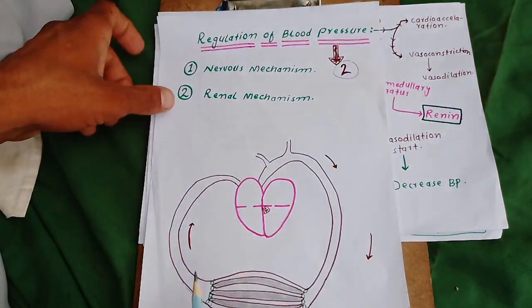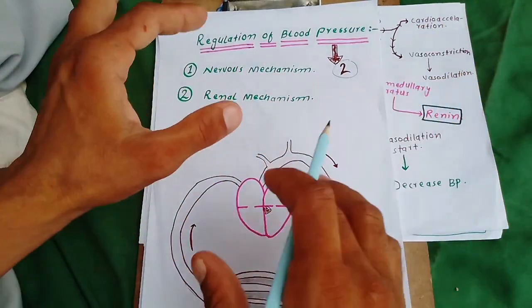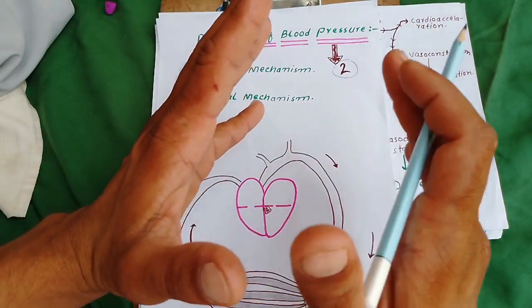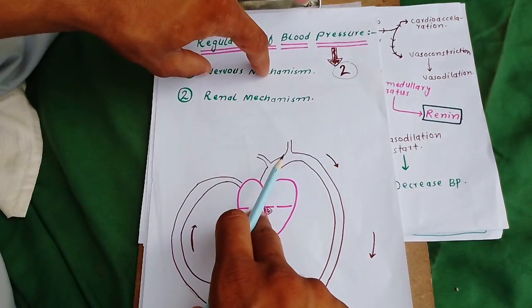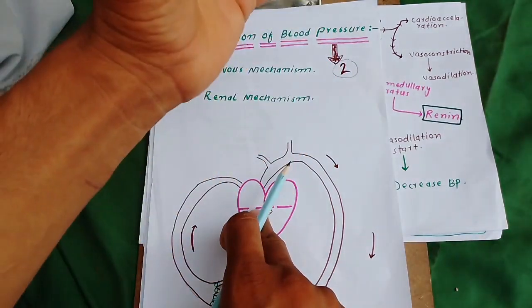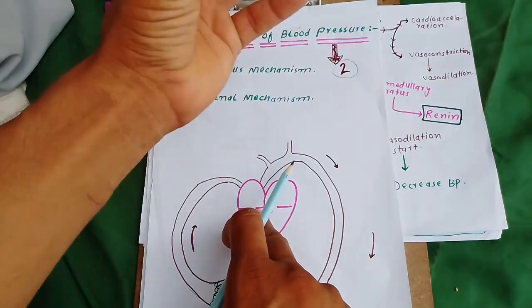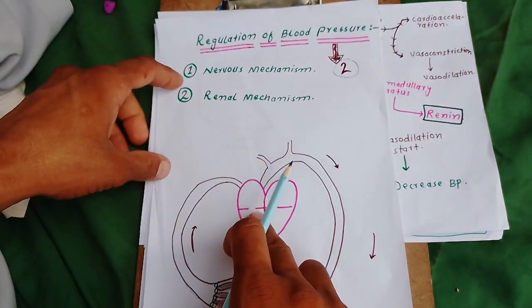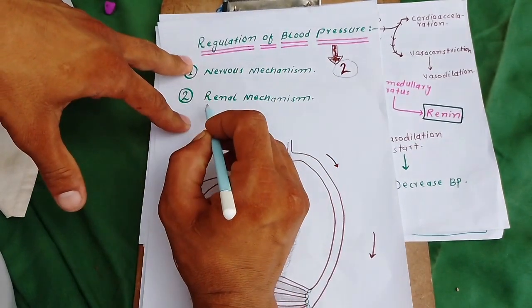Okay, so what is meant by the nervous mechanism? The nervous mechanism is a short-term regulatory mechanism, but it is a rapid regulatory mechanism. It brings the disturbed blood pressure back to normal in a few minutes. Okay, so in this topic, I will discuss the nervous mechanism and the renal mechanism.